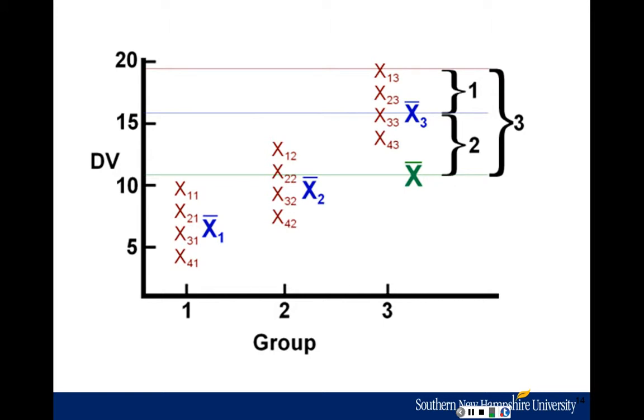So if you look at the overall variability for the green X, you have the X from group 1, the 4th person down there, and the 1st person for group 3. You can see there's a wide range of scores when you consider all 3 groups combined.